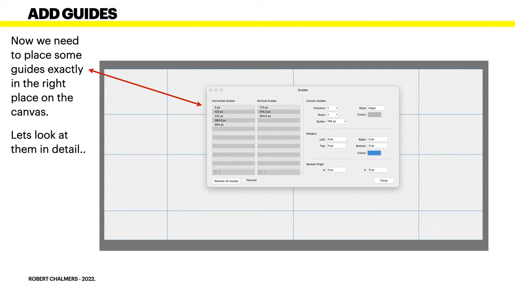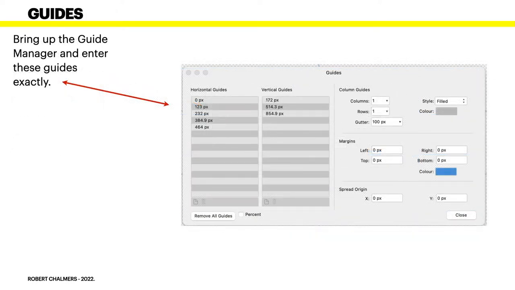It looks the same, but different to the other ones. Let's look at them in detail. Bring up the guide manager and enter these guides exactly. You can see them there, the horizontal guides: 0, well that's right on the top, 123, 232, 384.9 and 464.